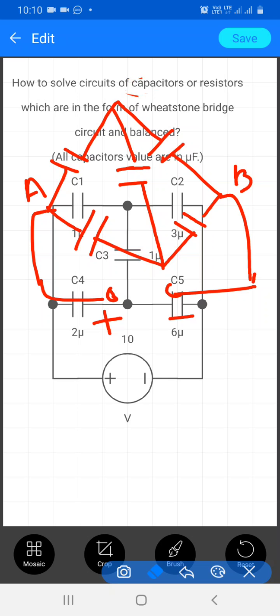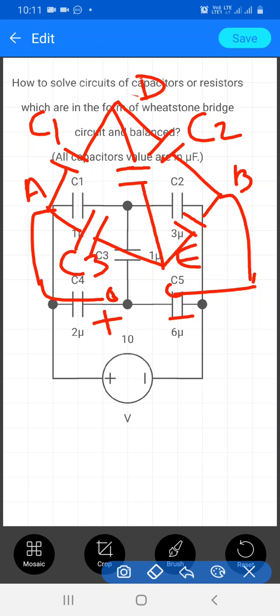Okay, and for the capacitor in the branch AD, I put here C1. For the capacitor in the branch DB, I put here C2. For the capacitor in the branch AE, I name this capacitor C3, and for the capacitor in the branch EB, I put name here C4, and the fifth one I name here C5.